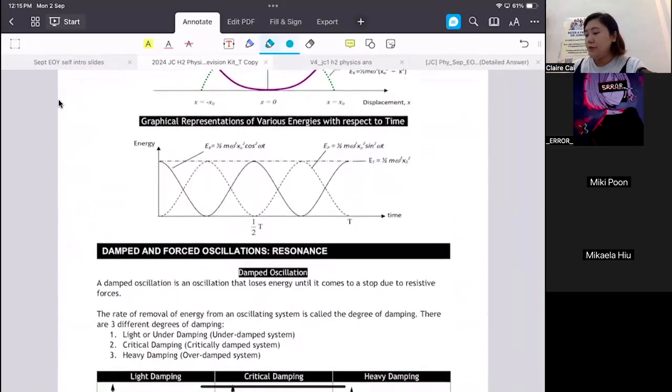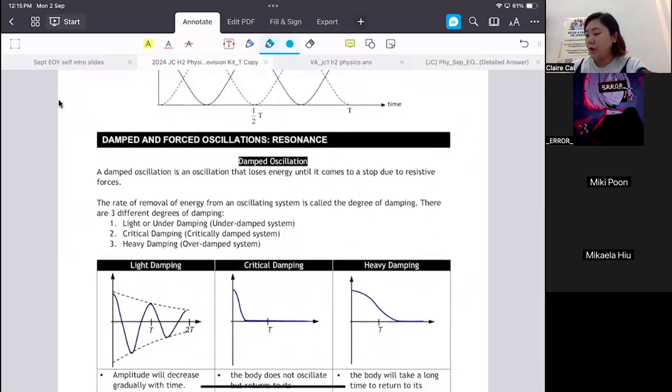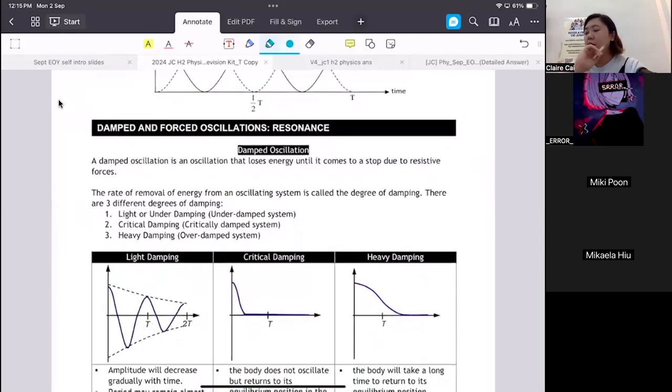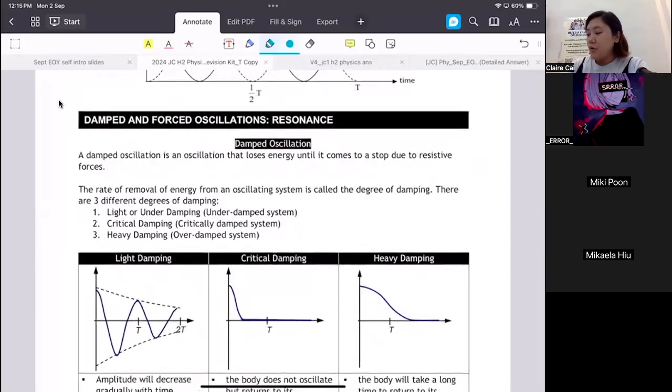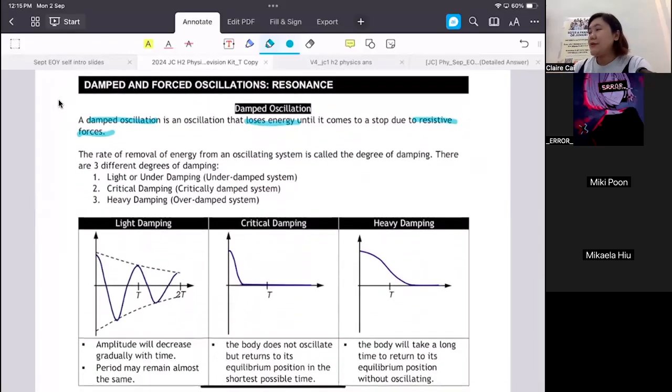Then the last portion for simple harmonic oscillation: we're looking at damped oscillation versus forced oscillation. For damping, basically the system will lose energy until it comes to a stop. This is due to the presence of a resistive force. Based on the amount of force, we can have light damping, critical damping, and heavy damping.